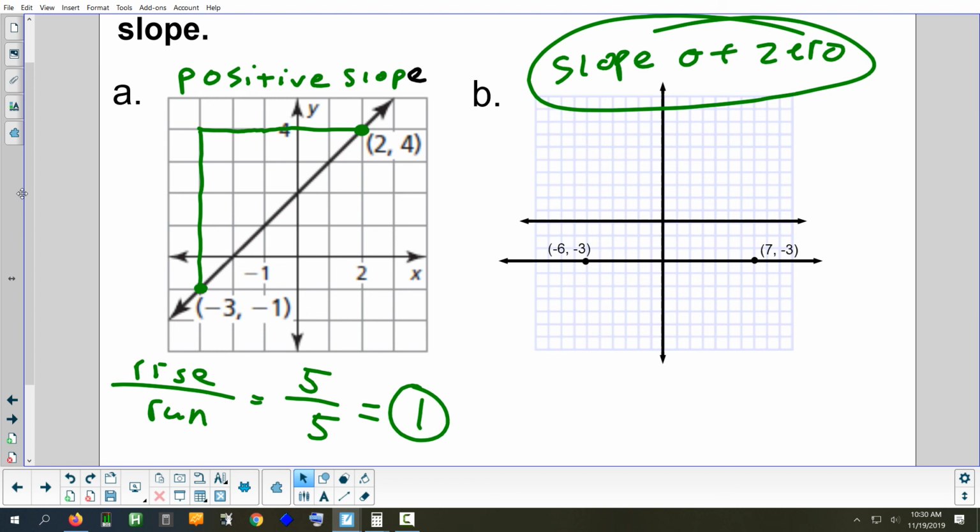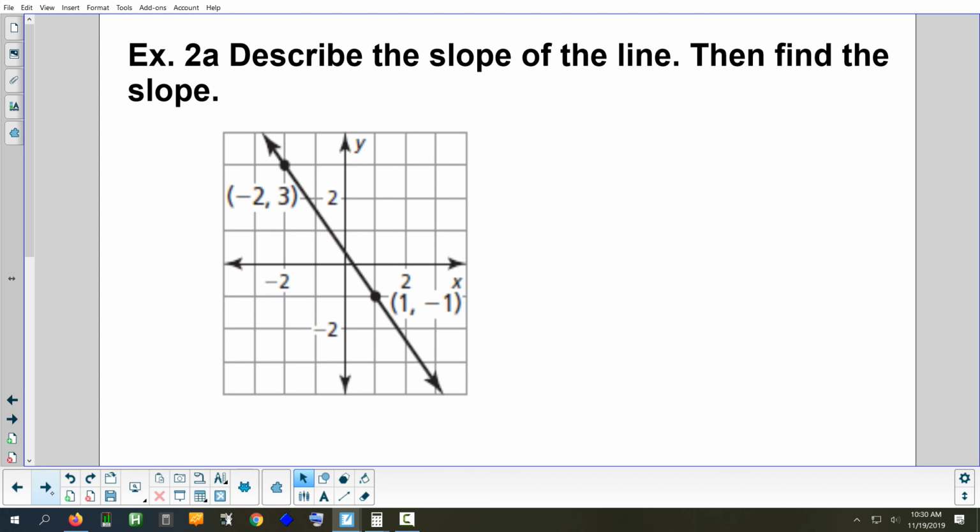Okay. Let's look at example 2. Describe the slope. Same thing we just did. Who can tell me what kind of slope that is first? Aileen? Negative. Negative slope. So on the line that says slope description, you want to put negative slope.